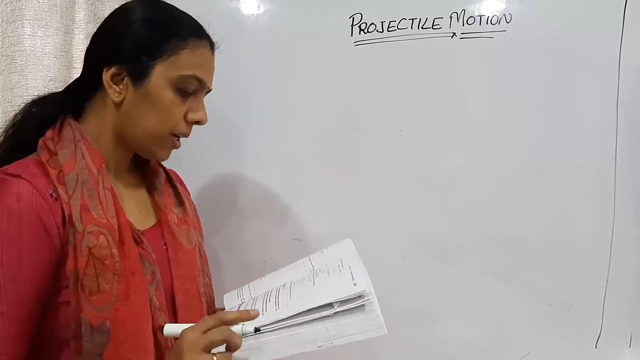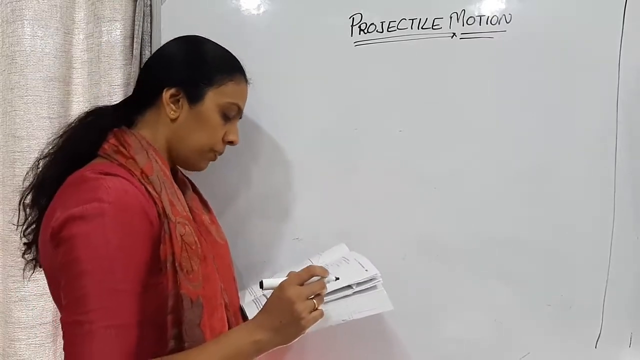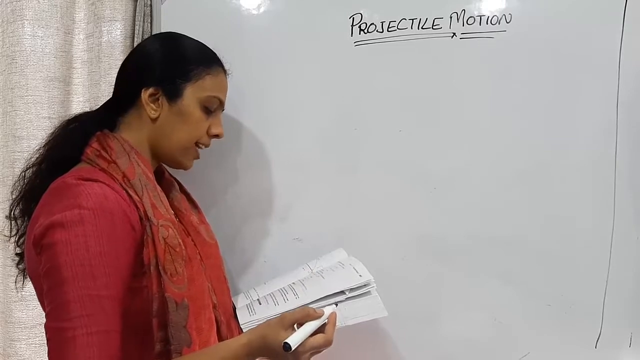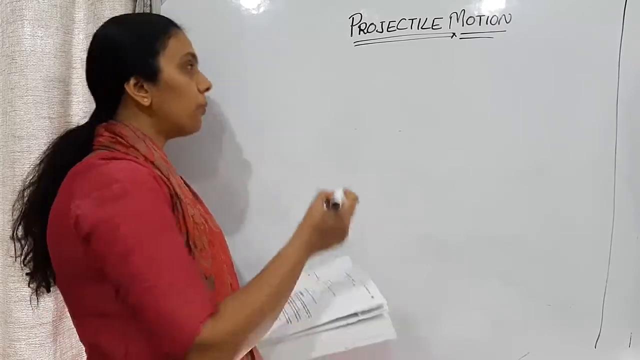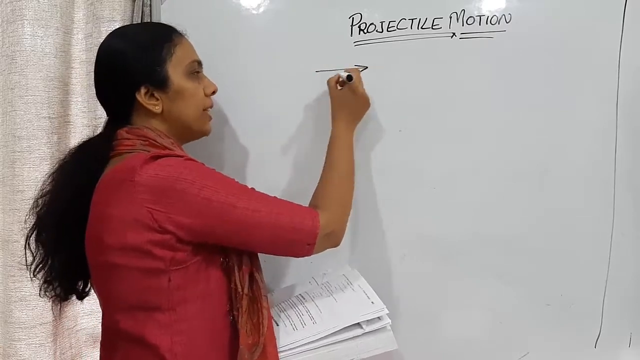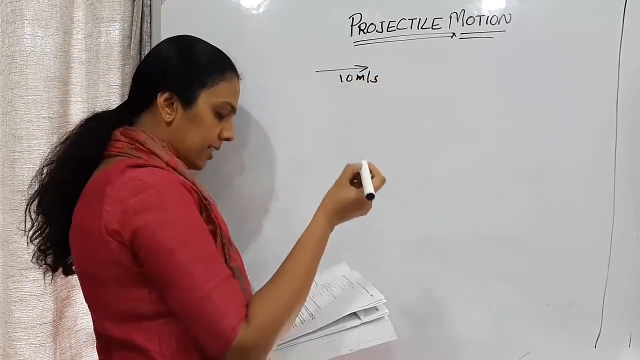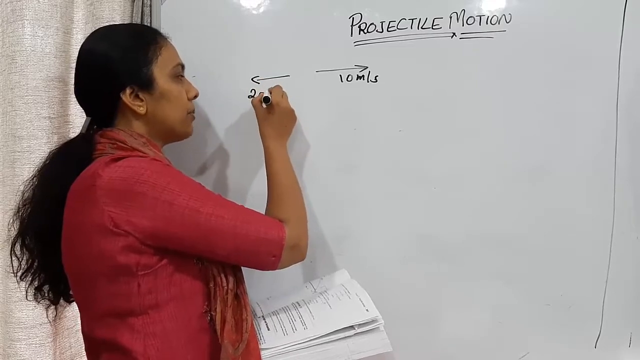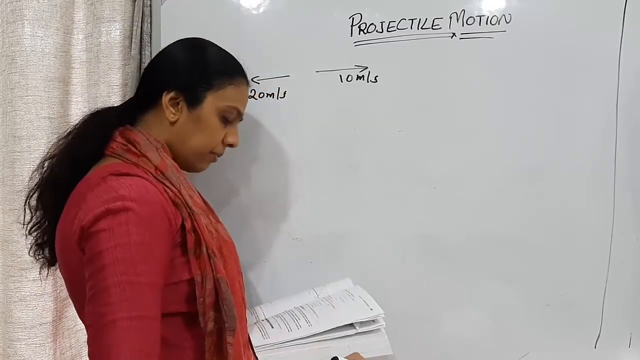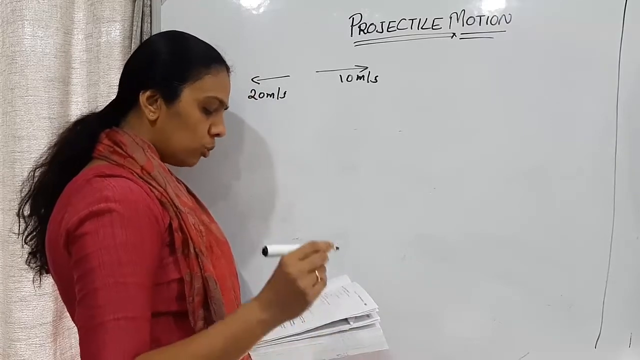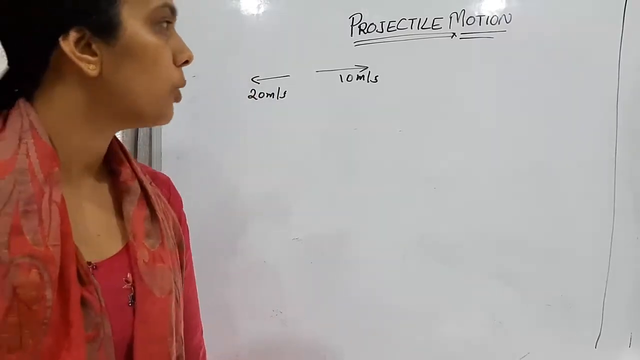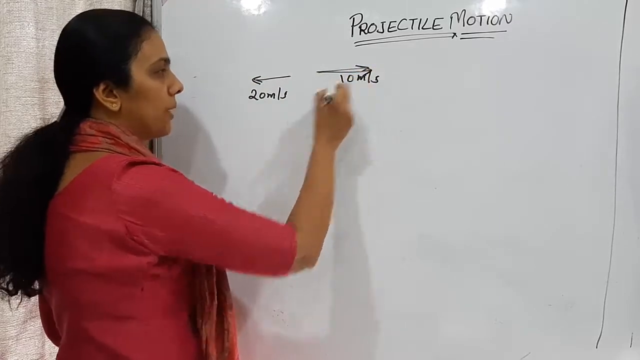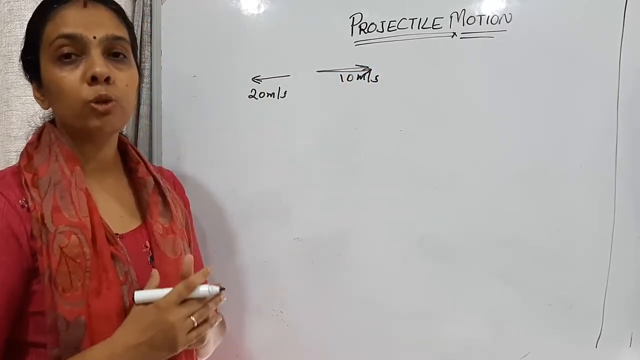Now the first question: two particles are projected from a tower horizontally in opposite directions with velocities 10 meter per second and 20 meter per second. So we are throwing two objects horizontally, one at 10 meter per second and the other at 20 meter per second, but in opposite directions. I am considering the 20 meter per second in the opposite direction. Find the time when their velocity vectors are mutually perpendicular. We need to find the time when both velocity vectors are mutually perpendicular.